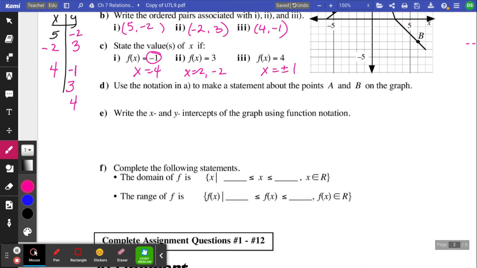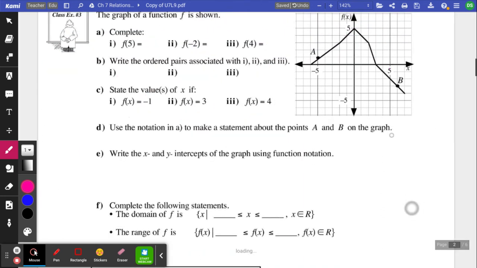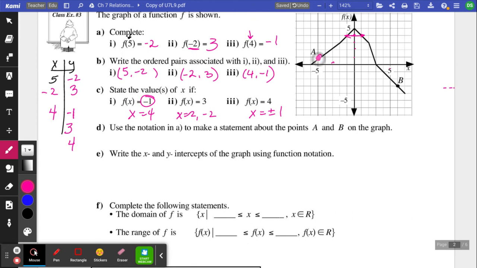Now, it says use the notation in part A to make a statement about the points A, B. So let's go get this. What is this point A? Someone tell me the coordinates of that. Okay, how do I write that with my f notation? f of what? Negative 5, because it would be the x. That's going to equal 1.